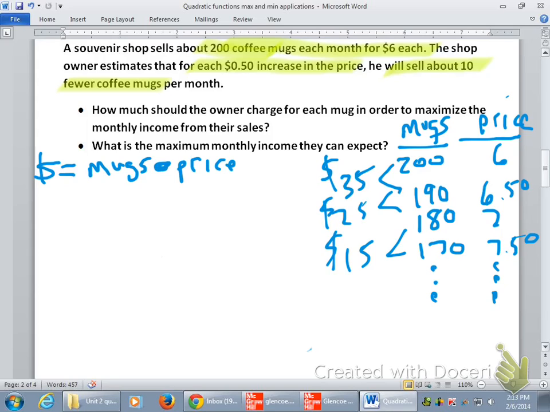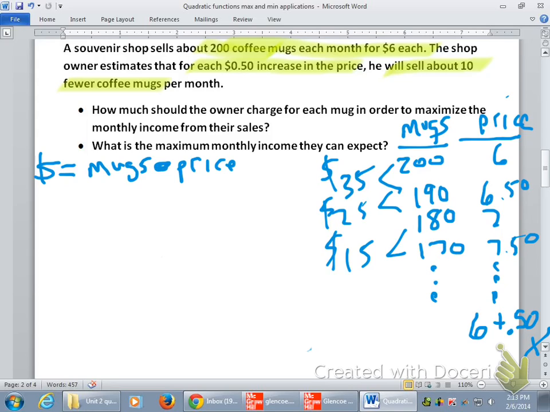Let's talk to me about the price. Start with the price. What is he doing with the price? The price started at 6, and what's he doing to it? He's raising it 50 cents every single time. Oh, I didn't leave myself enough room. Every single time he raises it 50 cents. So there's an X in there. Okay? His price is 6 plus 50 cents times X.